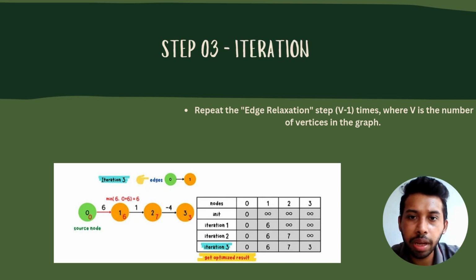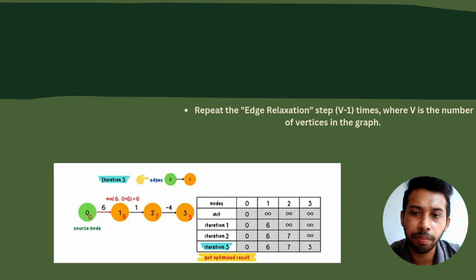In this step, we repeat the edge relaxation process v-1 times, where v is the number of vertices in the graph. Why v-1 times, you ask? That's because the longest possible shortest path in a graph with v vertices will contain at most v-1 edges. By repeating the process v-1 times, we ensure that every vertex gets the shortest possible distance from the source. Each iteration improves our distance estimates until we have found the shortest path for all vertices.